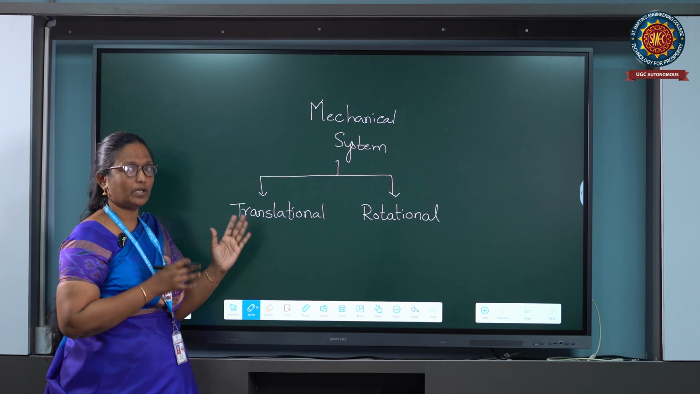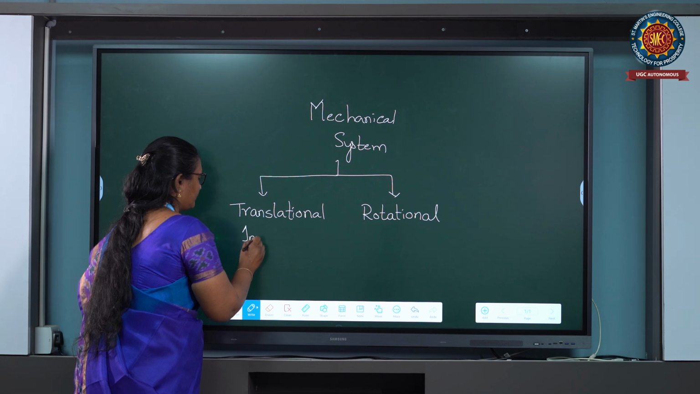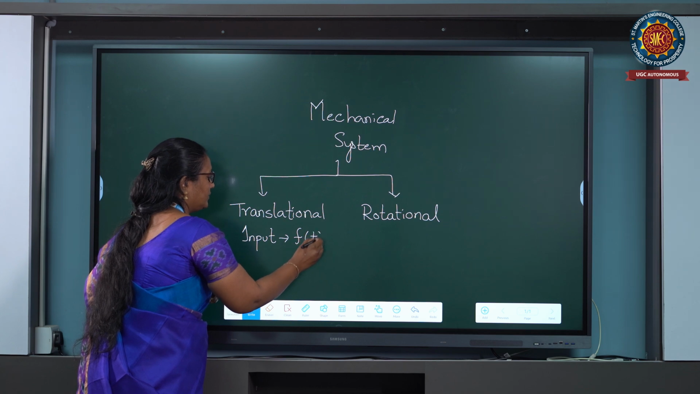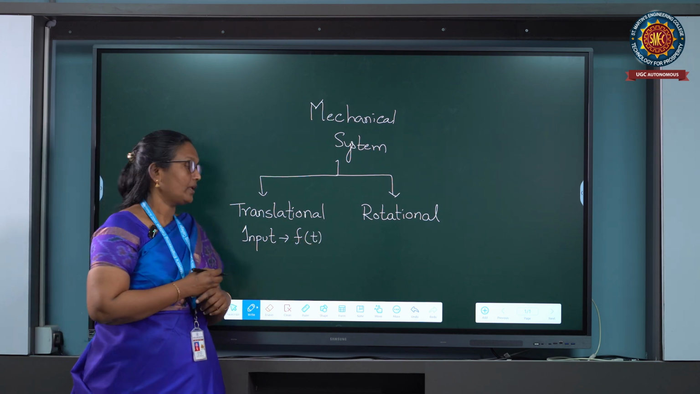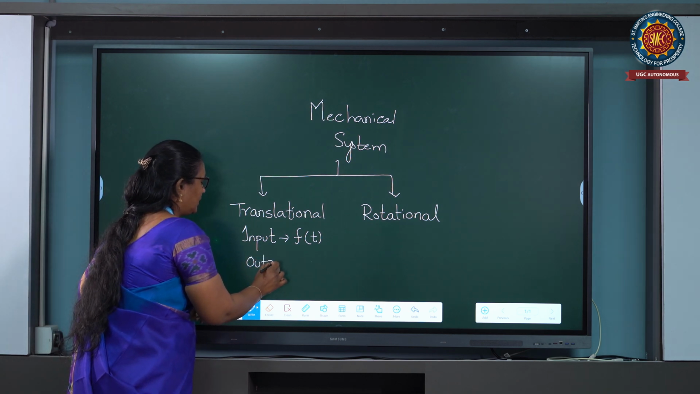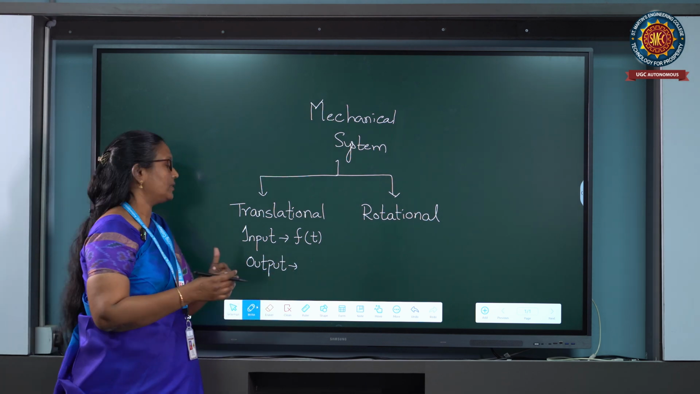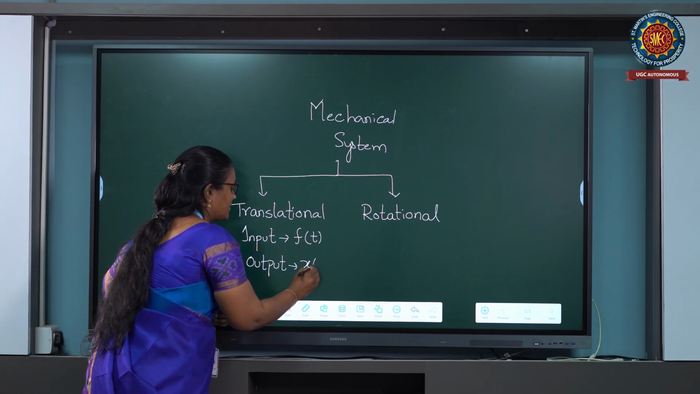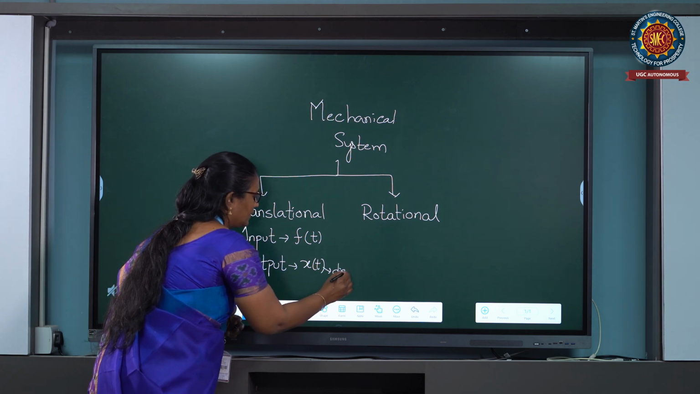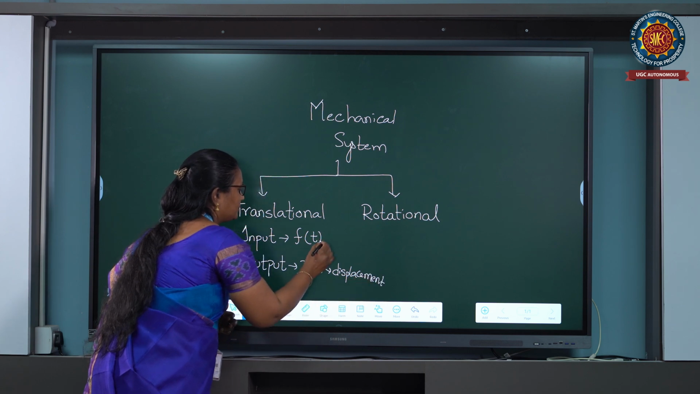For the translation system, or any mechanical system, basically our input is force, which we represent as f of t with respect to time. Then the concerned output is displacement, that is linear displacement. Let's name it x of t. Here x gives our displacement, whereas force is our input.